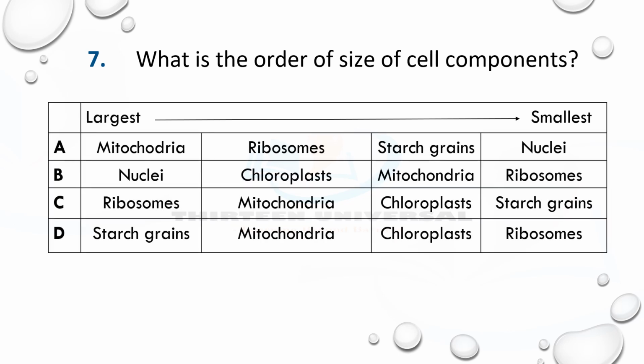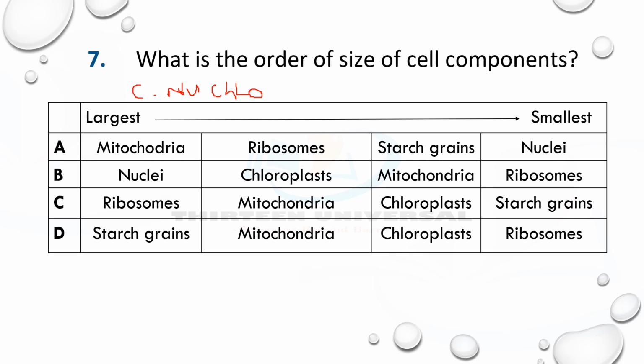Now look at this. They say, what is the order of size of cell components? This is from the largest to smallest. Anytime you see this question, be excited. Bring nucleomylar, bring C, nucleomylar. Nucleus is N, my is mitochondria, and C is chloroplast. So the largest is nucleus.